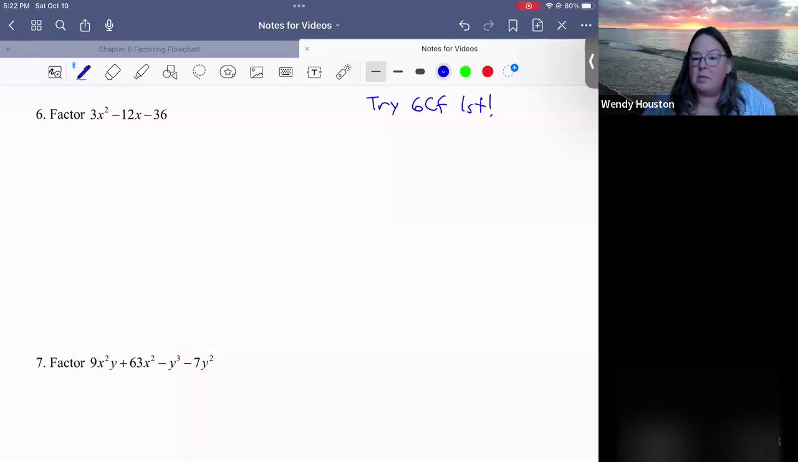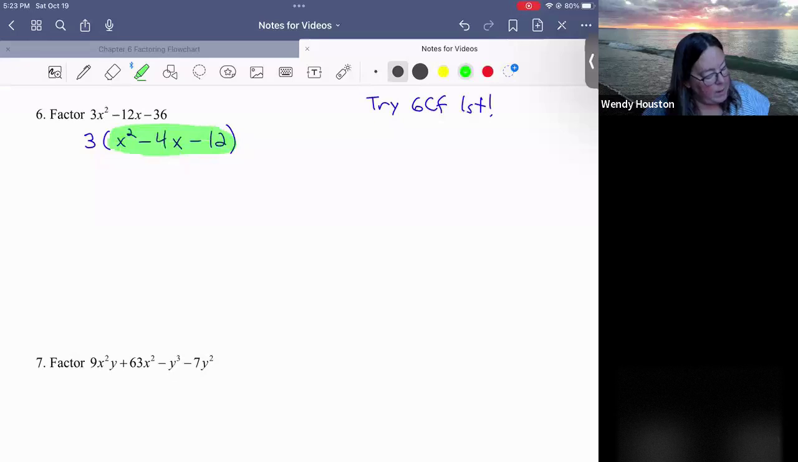And the advantage to that is sometimes there are problems that look like the AC method, look like that really long type of factoring. But if you clear the mess out of the way first, it could be a fake AC method. So I'm noticing these are all factors of 3. So I'm going to pull that 3 out. And now I have x squared minus 4x minus 12.